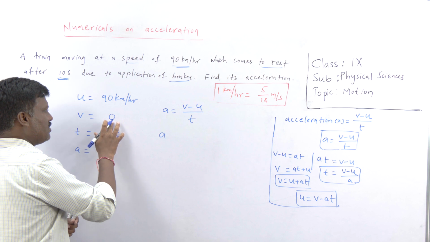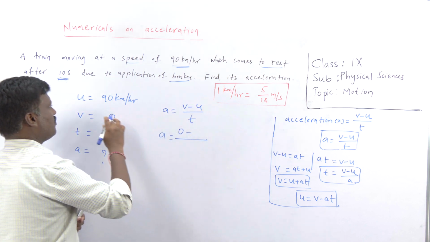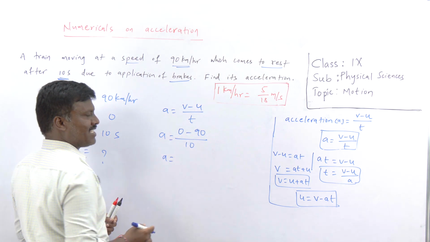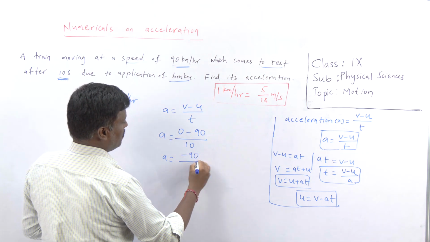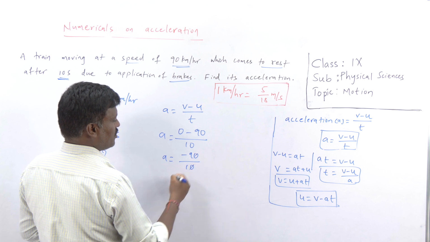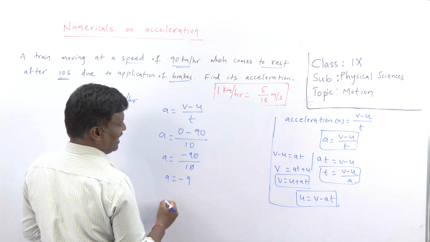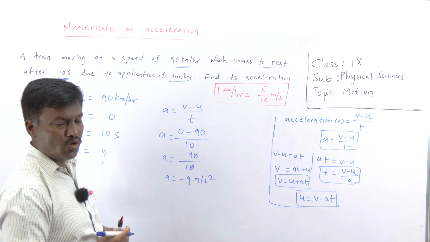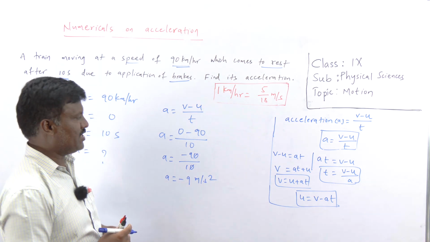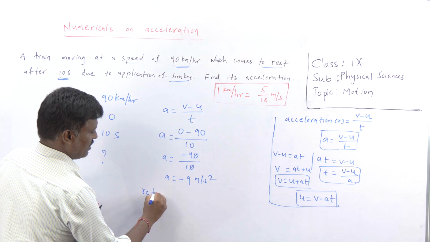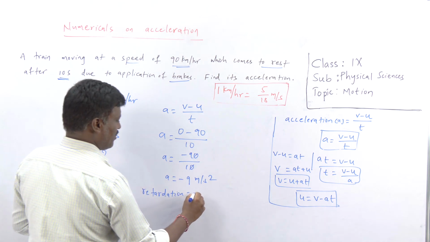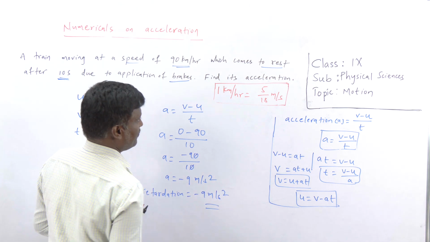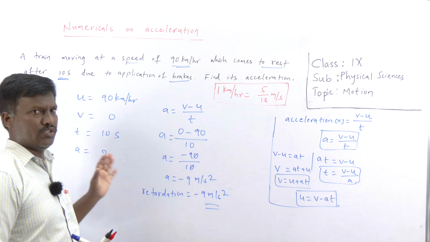So what is the v value? 0 minus, what is the u value? 90, by what is the t value? 10. a is equal to 0 minus 90 by 10. Okay, so the 0 cancels. So a is equal to minus 9 meter per second square. Whenever acceleration is negative, it is called deceleration or retardation. So the retardation or deceleration is equal to minus 9 meter per second square. Okay, please note down this problem.